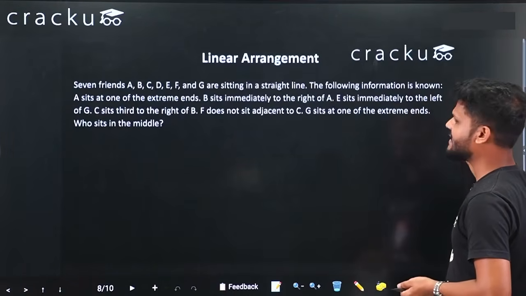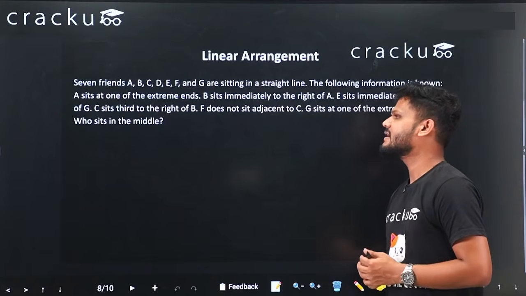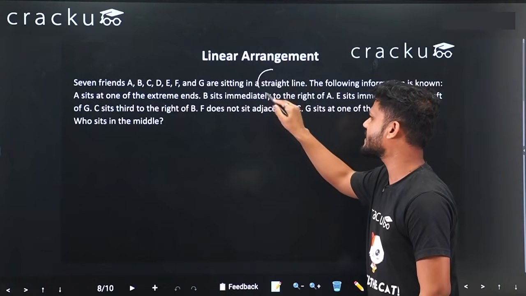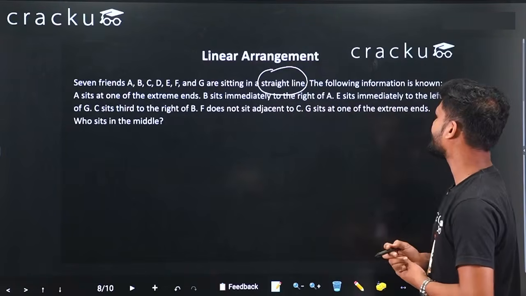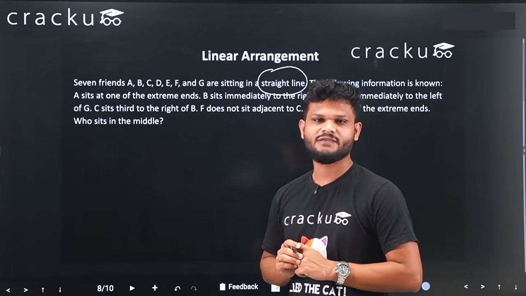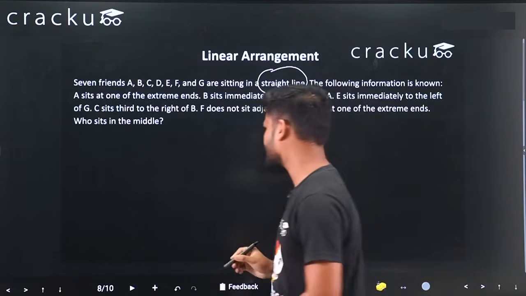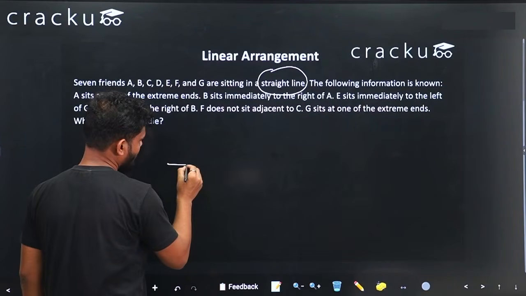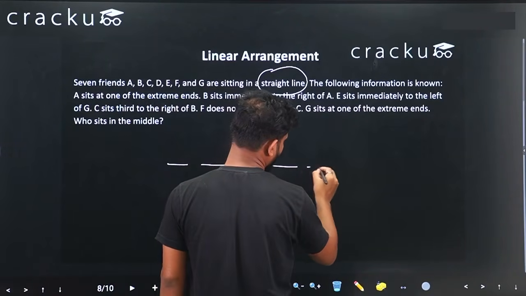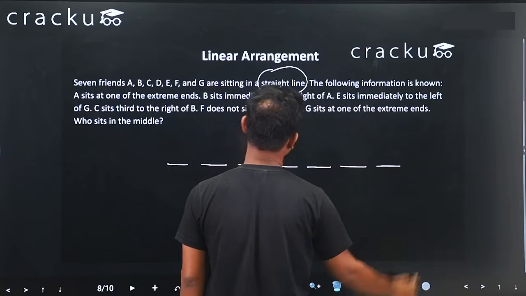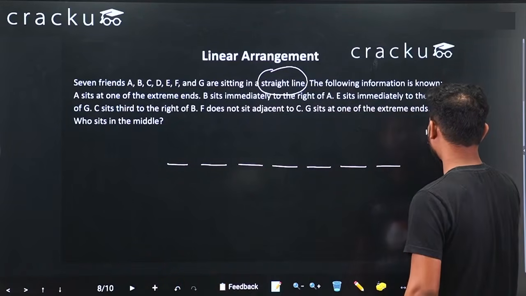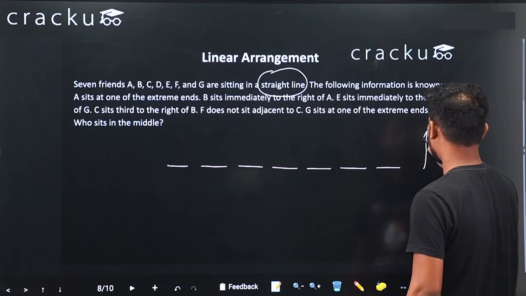Now, this is a linear arrangement set. What does it say? It says 7 friends are sitting in a straight line. So it is given they are sitting in a straight line. It means it is a linear arrangement set. The following information is known. So when 7 people are given, what is our first work? To draw the 7 blanks. So let us draw the 7 blanks. 1, 2, 3, 4, 5, 6 and 7. Is direction given here? Direction is not given here. It means we will assume everyone is facing north direction.